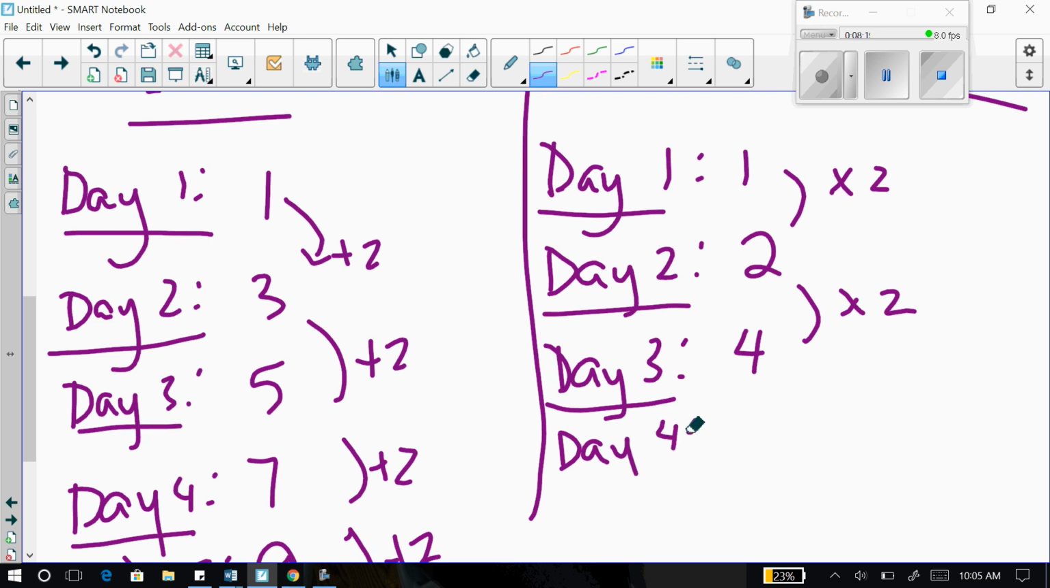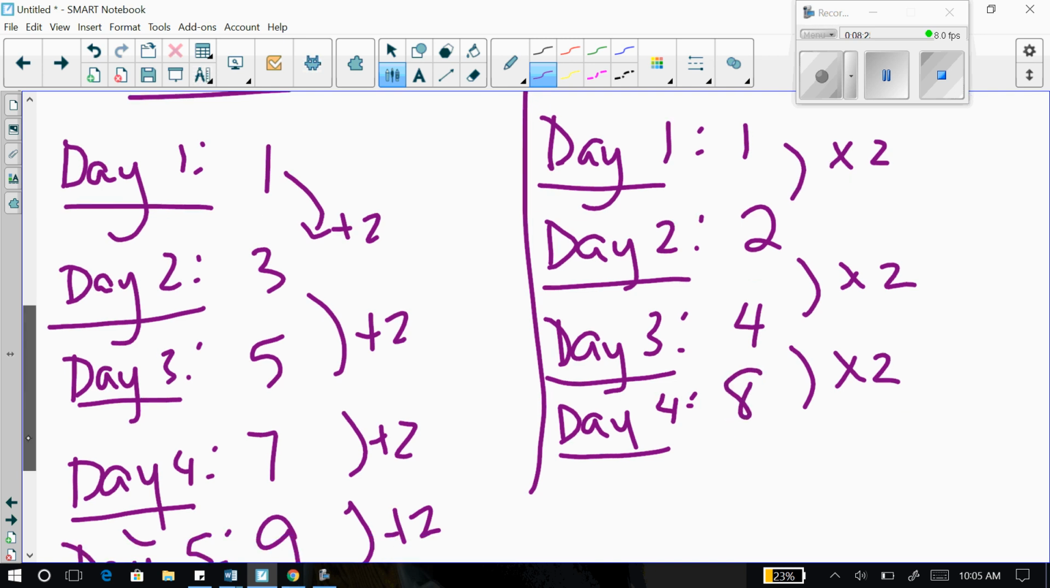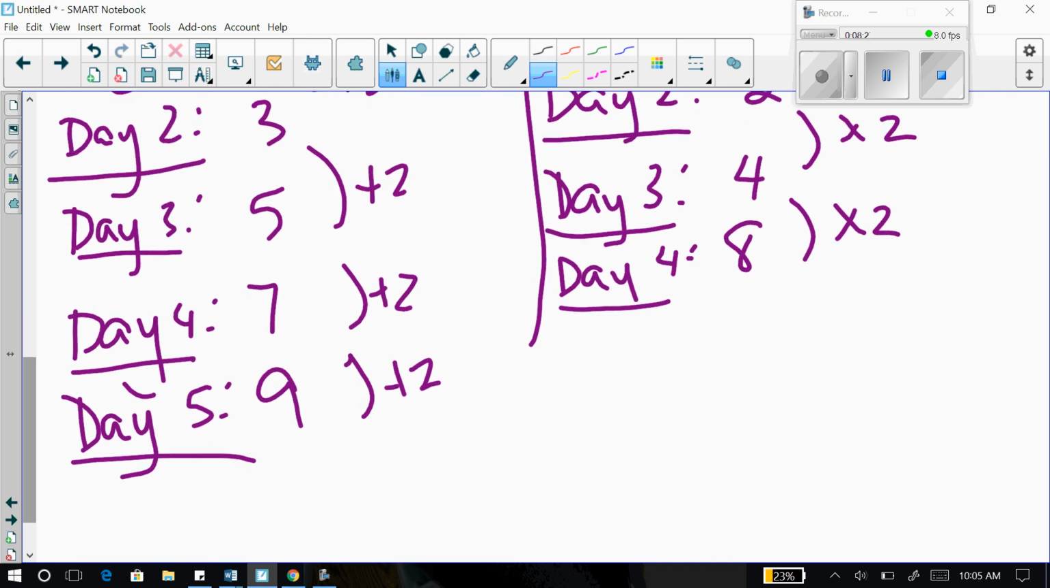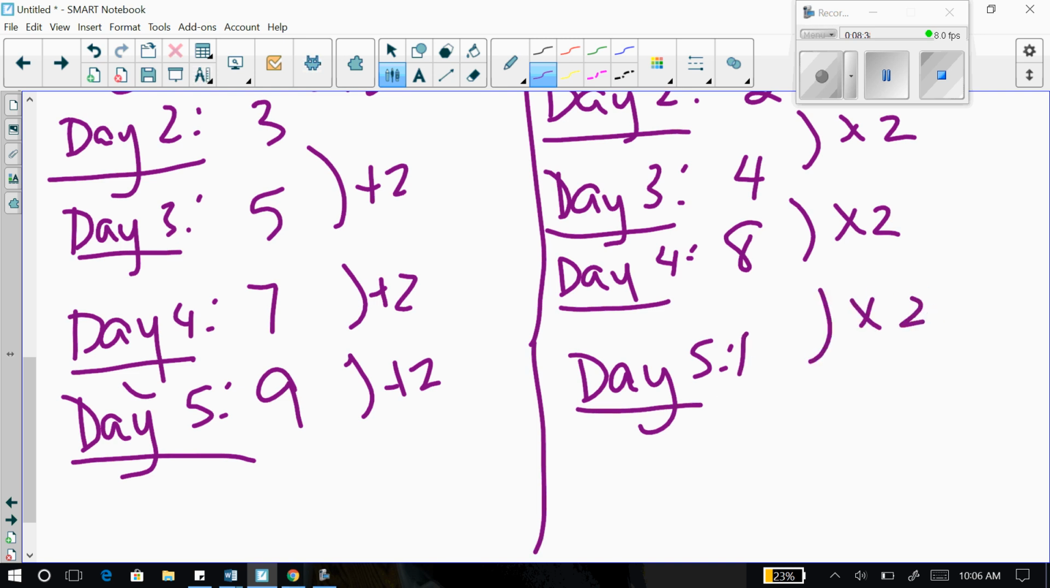Day 4, times it by 2, 8 people have the virus. On day 4, we've already surpassed the linear function. Day 5, times it by 2, 16 people have the virus. All right, we're starting to see a big difference here. 9 versus 16. Let's go a little bit further.